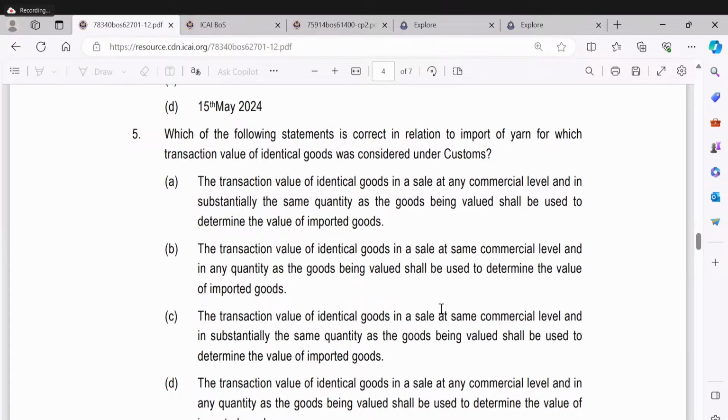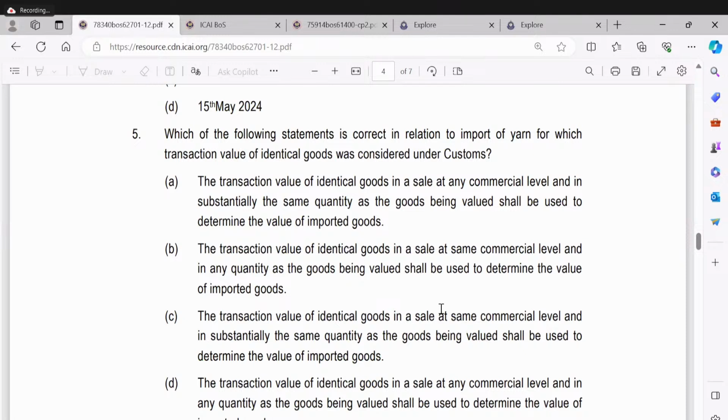The transaction value of identical goods in a sale at any commercial level and in any quantity as the goods being valued shall be used to determine the value of imported goods. So yes, I am getting correct answers from all of you. Munish, you are also right.